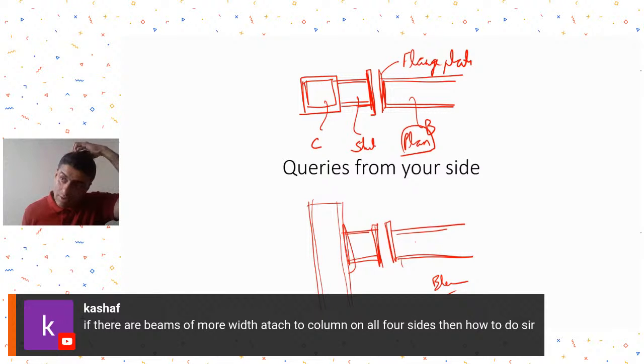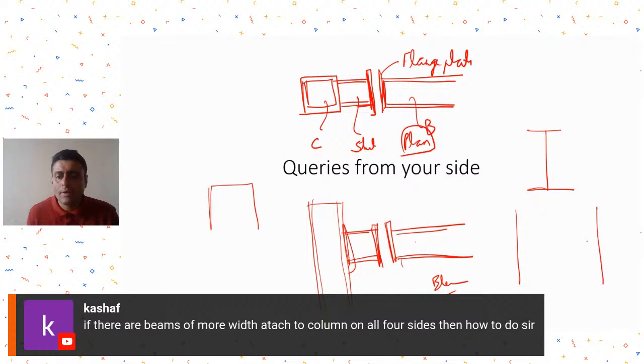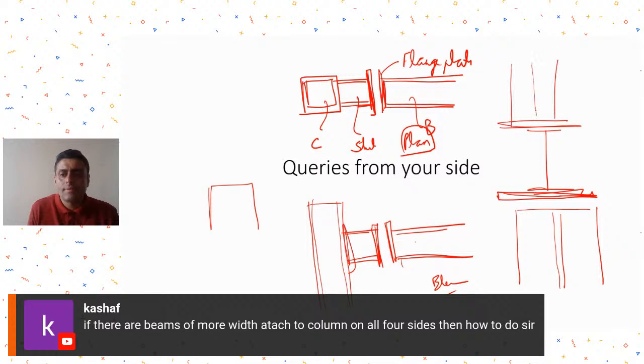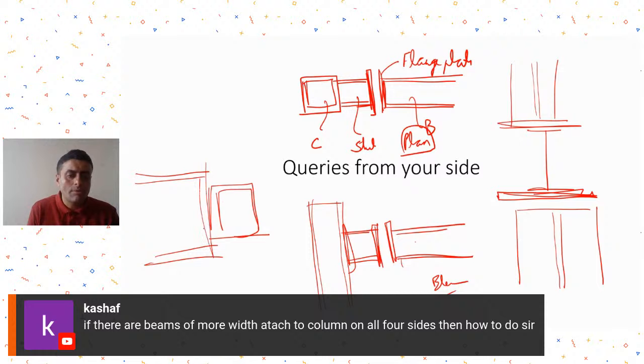Kashyap is saying, if there are beams of more width attached to the column on all four sides, then how to do that? Right. Then if you have such a situation, you will have to create something like we just discussed right now. I'm taking hollow sections. Let us take an I section. If you have wider beams from all sides, then you have to stop that beam somewhere over here by providing some end plates. You will have to stop it. That needs to be done because if I have a hollow section and wide beams are coming from all four sides, you have to stop them before the column.